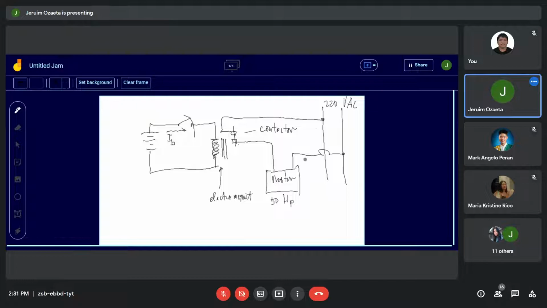the motor. Okay. Now if this is 50 horsepower and that is 220 volts, that drains almost about how many amperes? 50 horsepower times 746 watts per horsepower equals 50 times 746 divided by 220 volts.